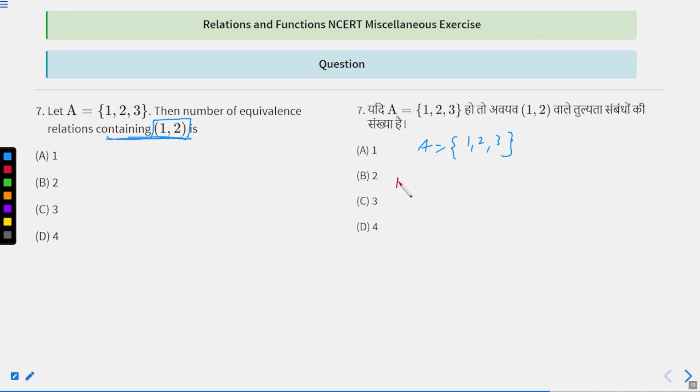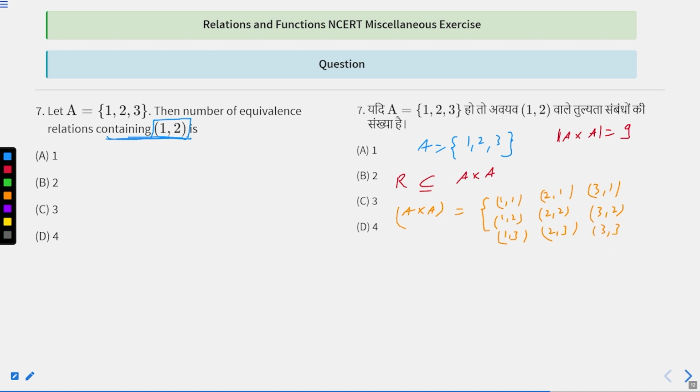Okay, so equivalence relation. First of all, we know that a relation must be a subset of A cross A. Now what? And we know the total number of pairs in A cross A will be 9. Let me write it down. A cross A will be (1,1), (1,2), (1,3), (2,1), (2,2), (2,3), (3,1), (3,2), (3,3).